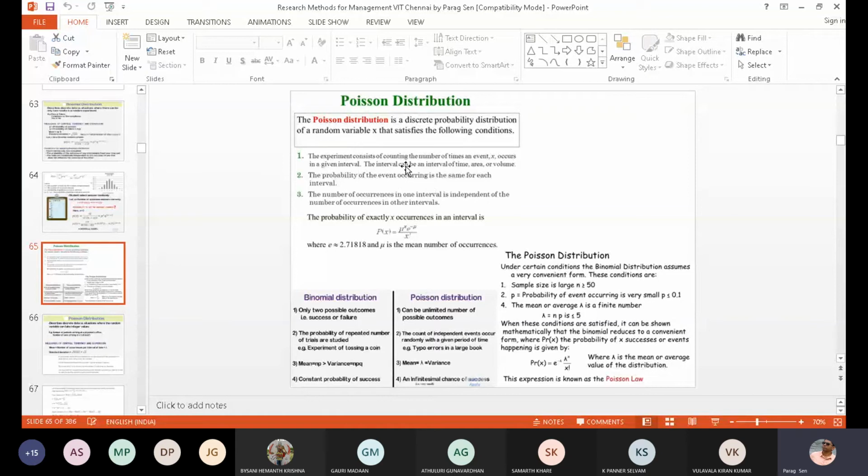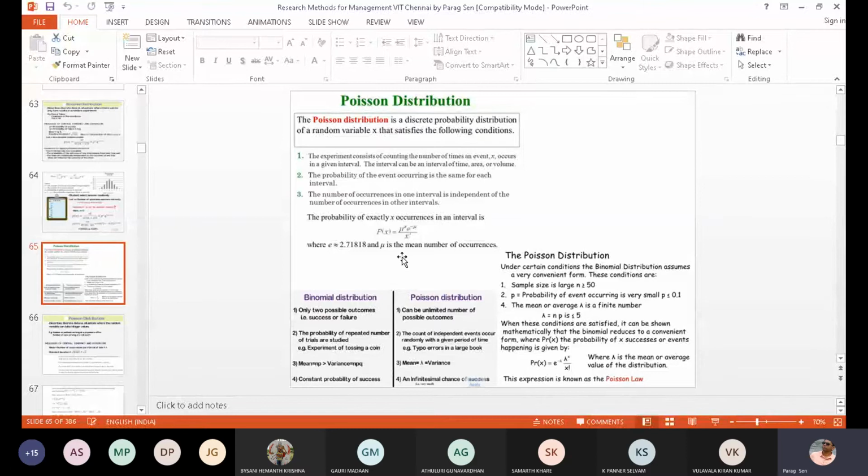Number one, the experiment consists of counting the number of times an event x occurs in a given interval. The interval can be an interval of time, area, or volume. Number two, the probability of the event occurring is the same for each interval. Number three, the number of occurrences in one interval is independent of the number of occurrences in other intervals. And the probability of exactly x occurrences in an interval is given by P(x) = mu to the power x times e to the power minus mu divided by x factorial. Here mu is the mean number of occurrences.